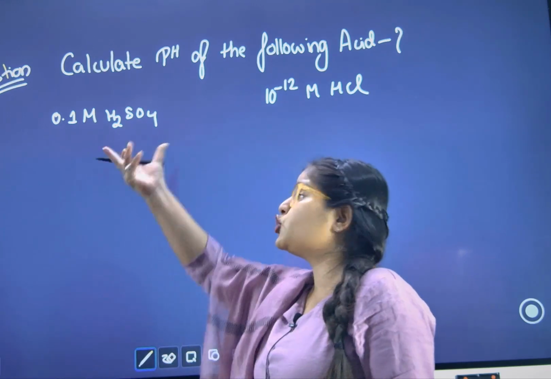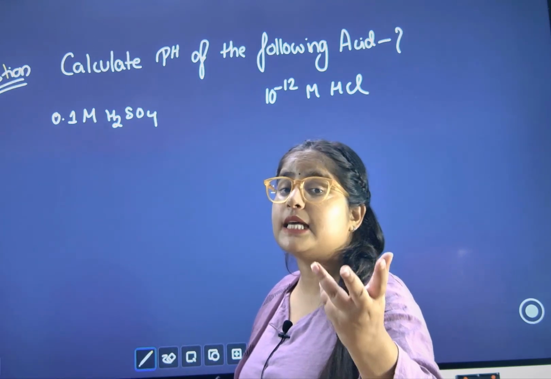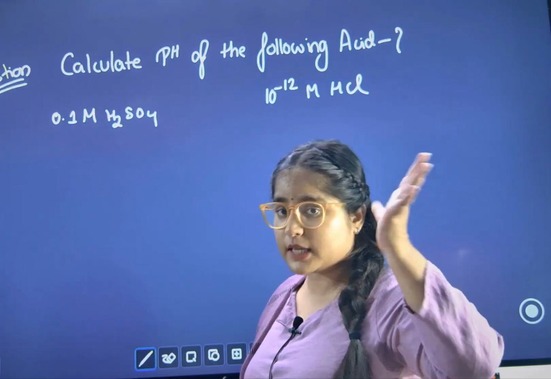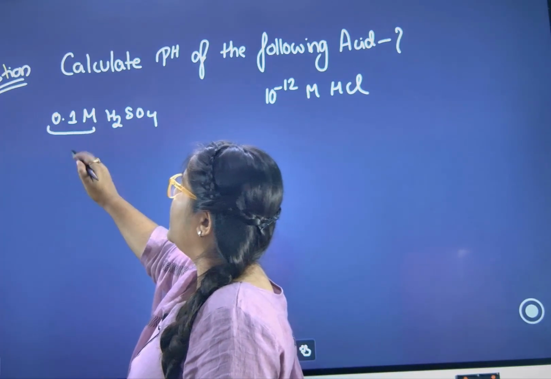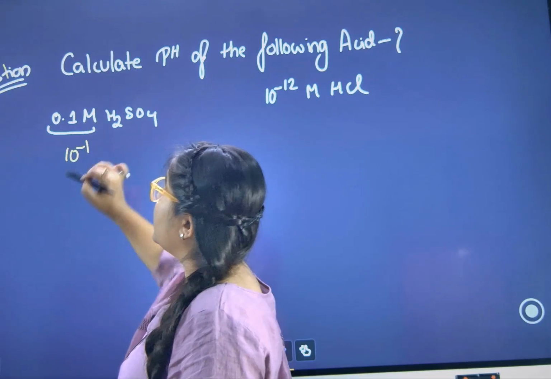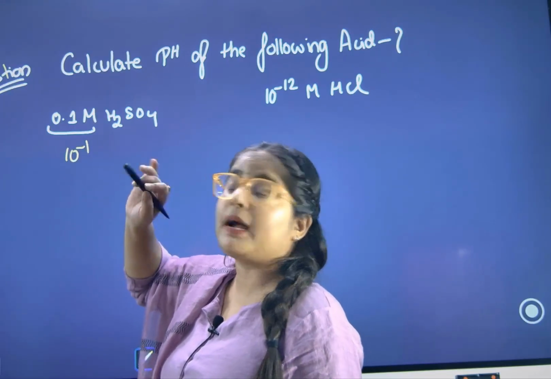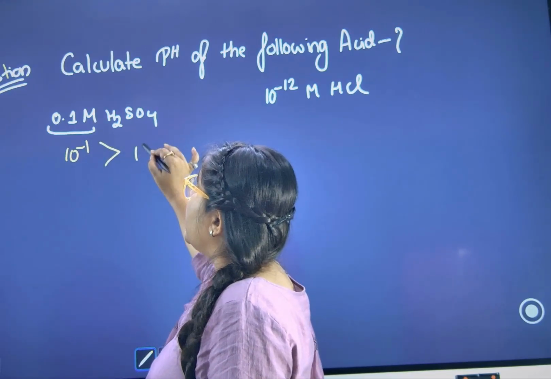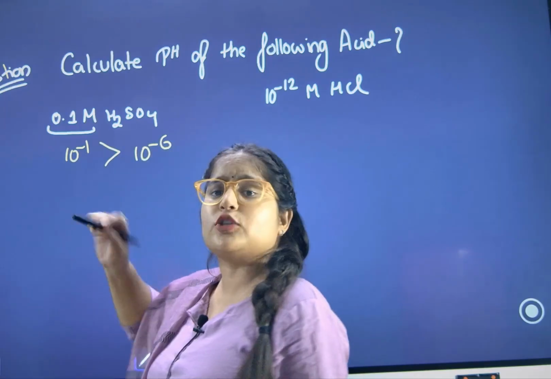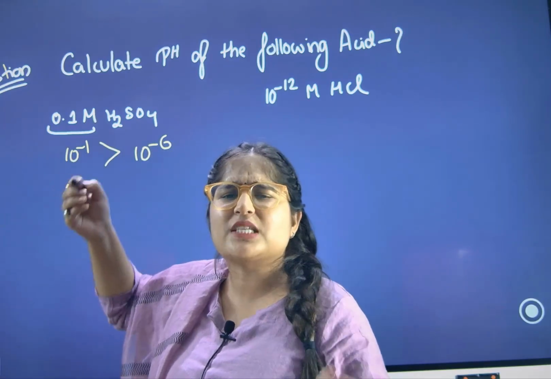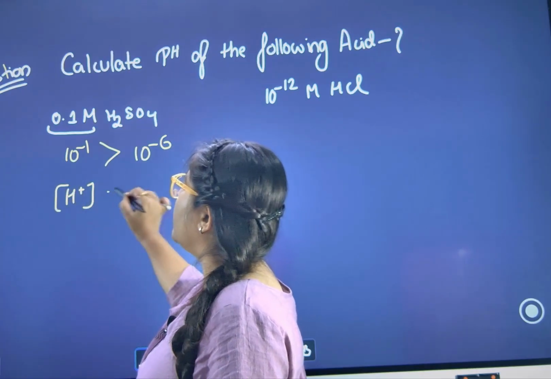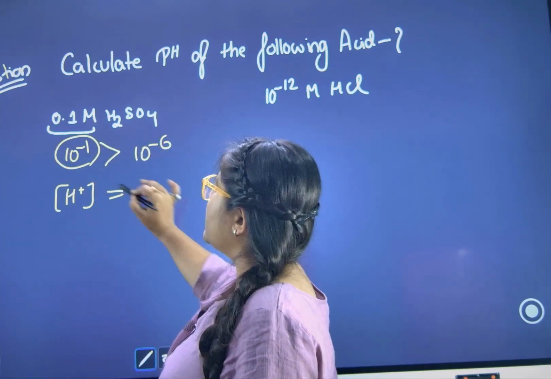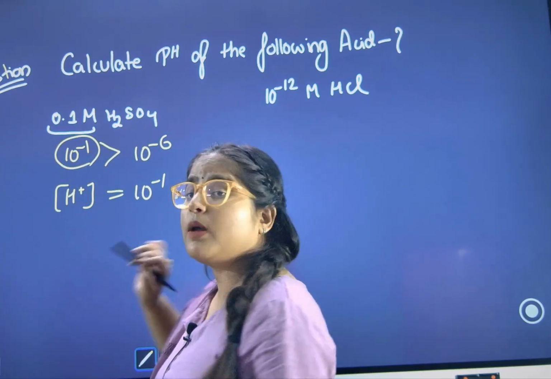So let us see here, H2SO4 acid. Which acid? Strong acid. Already I have taught you in the starting of the chapter. So what is the concentration? 0.1 means 10 to the power minus 1, and 10 to the power minus 1 is greater than 10 to the power minus 6. So easy or difficult question? Easy question, simple question. Directly here I will say the H ion total is equal to H ion of the acid. What is the H ion of the acid? 10 to the power minus 1.